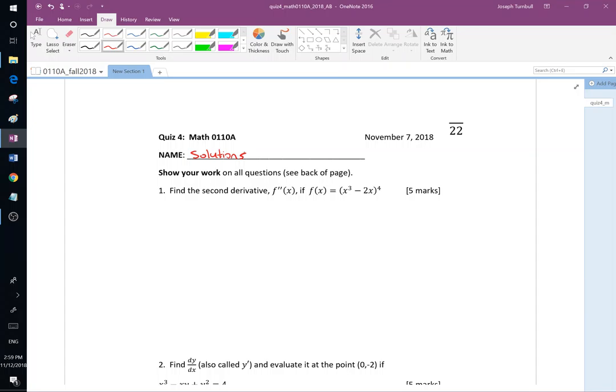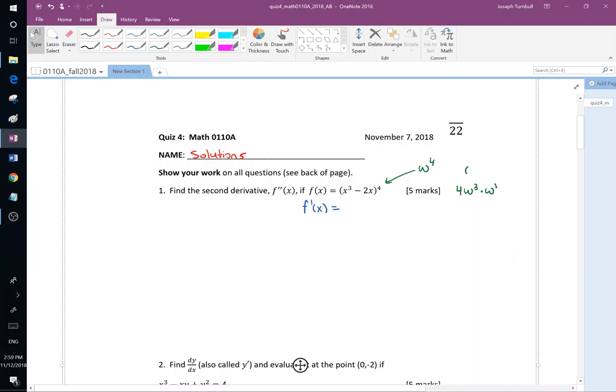First question asks for the second derivative of a given function. In order to find the second derivative of a function, you have to first find the first derivative. So we look at the type of function this is. It matches the type w to the power of 4. When you take the derivative, we'll get 4 times w to the 3 times w prime. And that's called the chain rule.